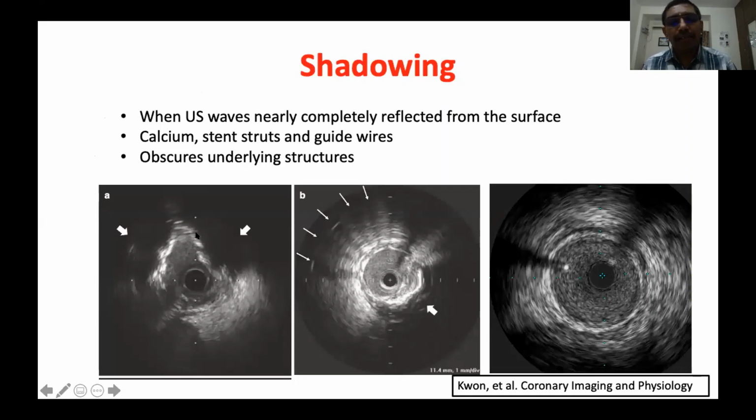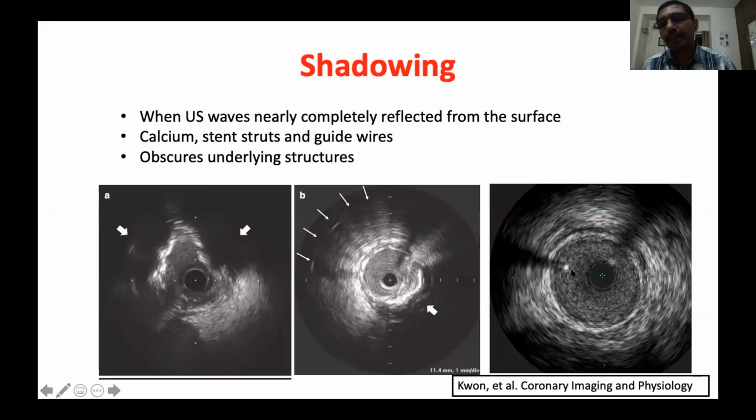Shadowing occurs when all the ultrasound rays are reflected from the surface. So this is the shadowing which results from calcium. Calcium intensely reflects the ultrasound signals, so that results in shadowing of the deeper structures. The other structures which cause shadowing are air bubbles, stent struts and guide wires.